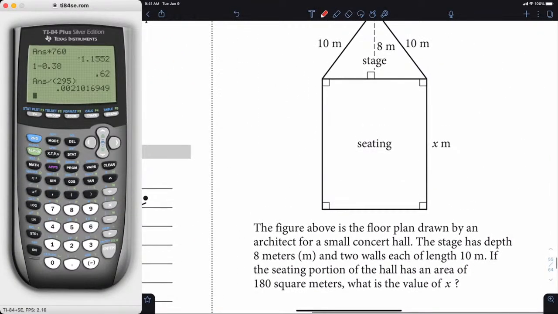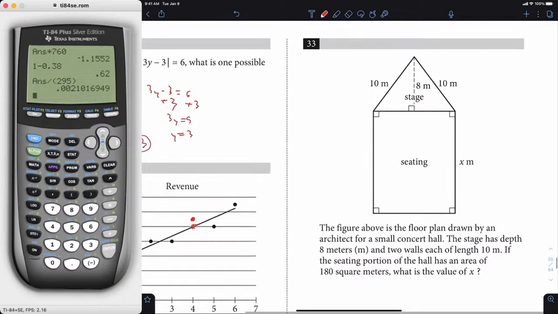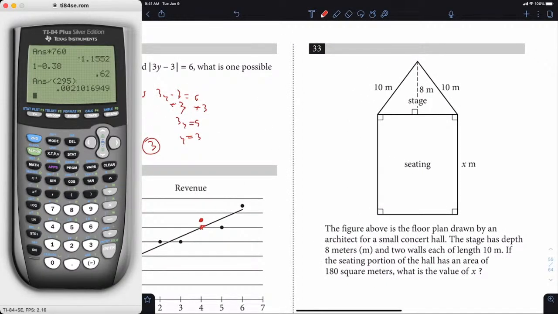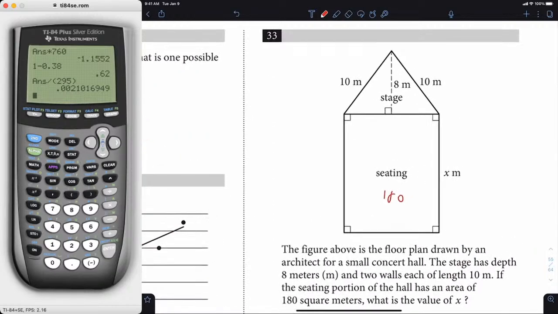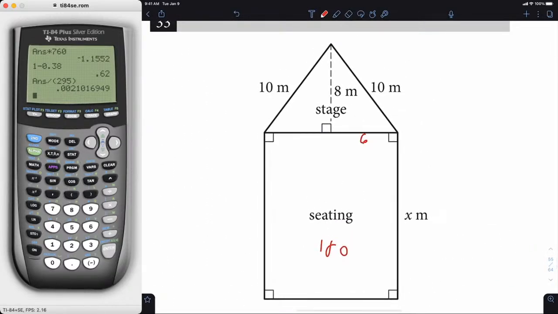The figure above is a floor plan drawn by an architect for a small concert hall. The stage has a depth of 8 meters. Okay, and two walls. A seating portion of the hall has an area of 180 square meters. What is the value of x? Okay, so this has to be 6, and this has to be 6, which means this whole thing here is 12, right?